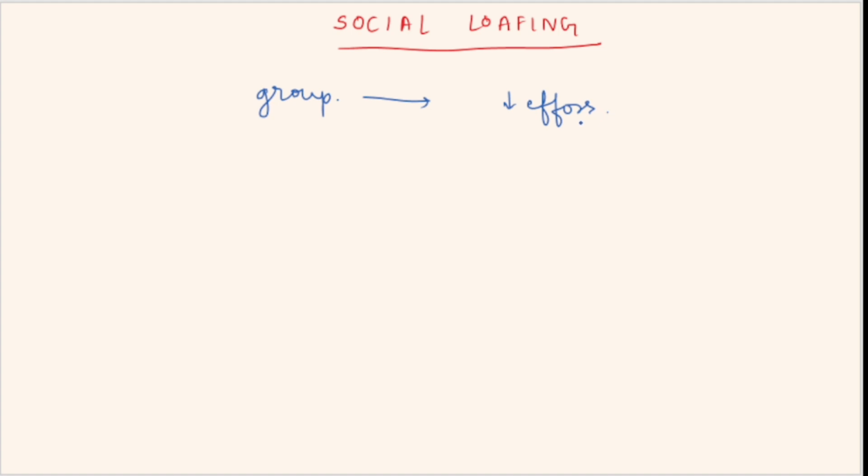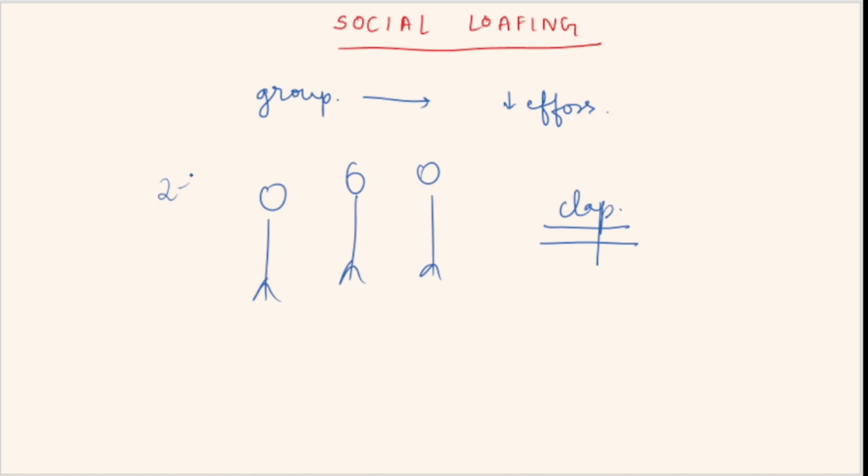So there were a few experiments which were conducted in this regard. There were people who were made to stand in front of a shop and they had to clap. Okay? So when there were 2 or 3 people, what did they do? They were clapping with all their might. They were putting all their efforts into clapping. But when more people were added on, for example, initially there were 3 people, then 5 people.